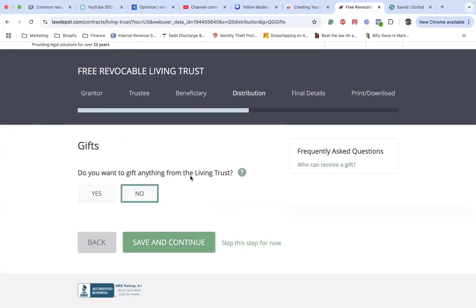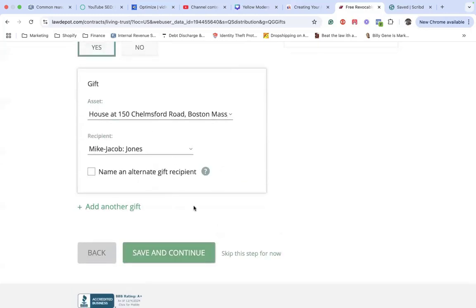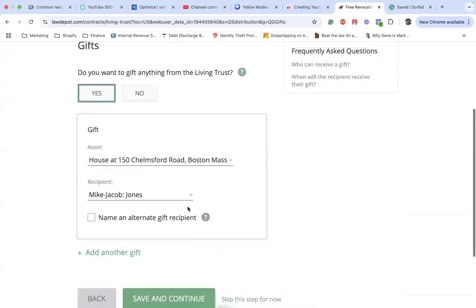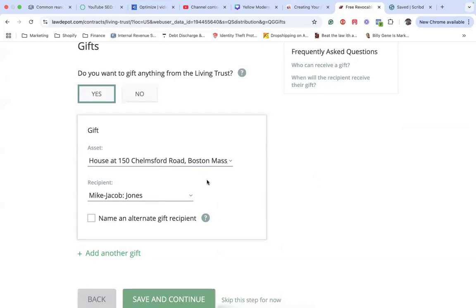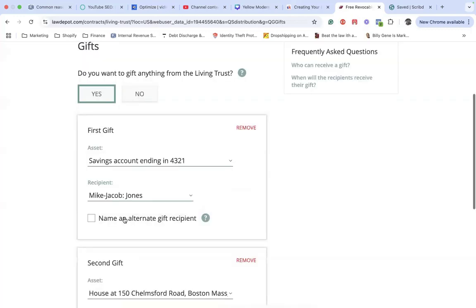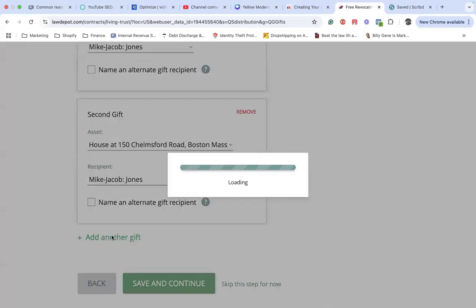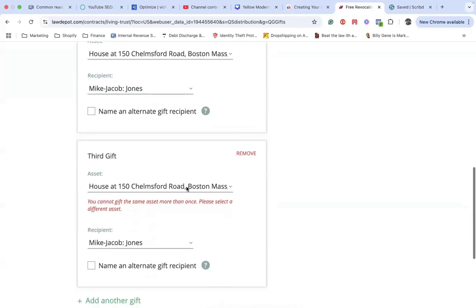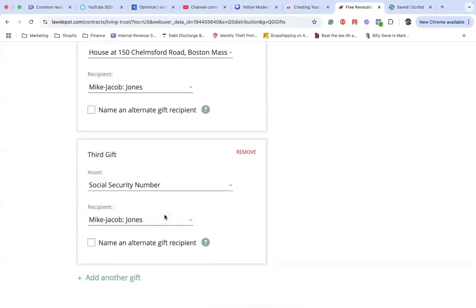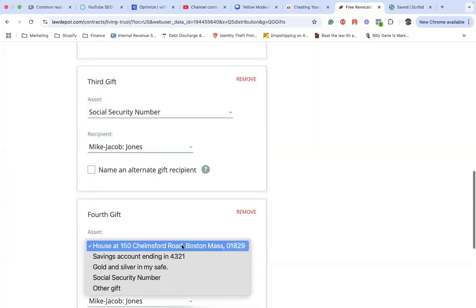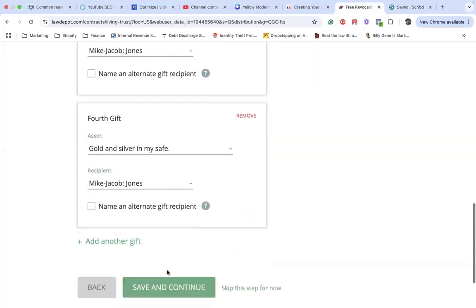Do you want to give anything from your living trust? What that means, guys, is do you want to donate it? Basically, you want to give it away. And if you do, it'll ask you for specifics. What are you gifting the asset to? So if, for example, you want to hand over the savings account to the beneficiary, you can add that. You want to add the rest of the items to them. You want to give the house as well, or if you want to also give the social security number assets, if you also want to add the gold, right?